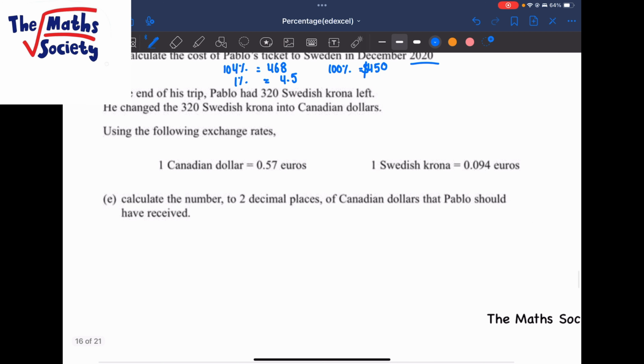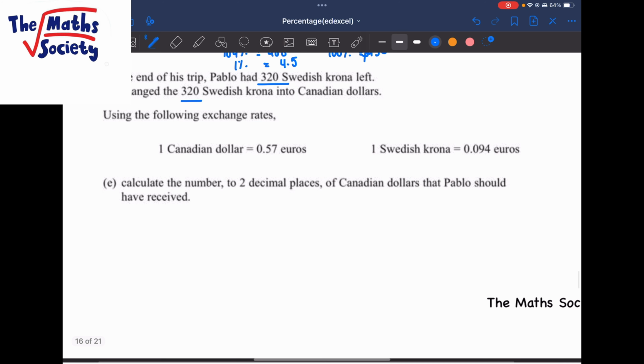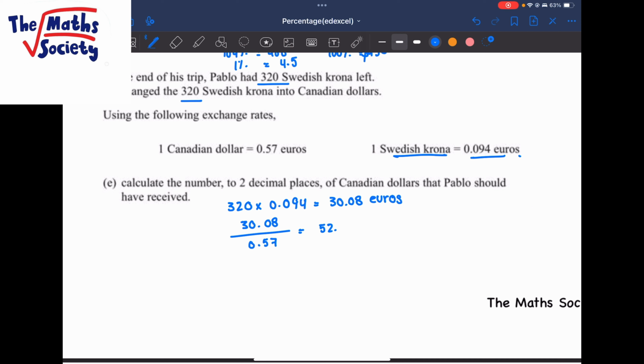It says at the end of the trip, Pablo had 320 Swedish krona left. He changed the 320 Swedish krona into Canadian dollars. We're going to change it to euros first. So that would be 320 multiplied by 0.094. That will give you an answer of 30.08 euros. And it says we want to find it in Canadian. So that's 30.08 divided by 0.57, which will give you an answer of 52.77 Canadian dollars.